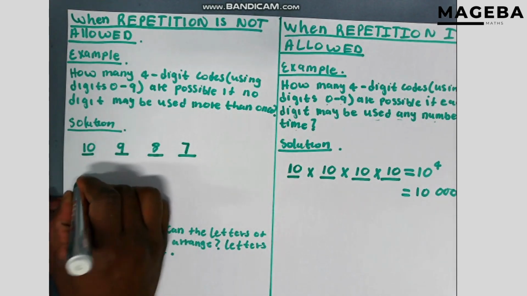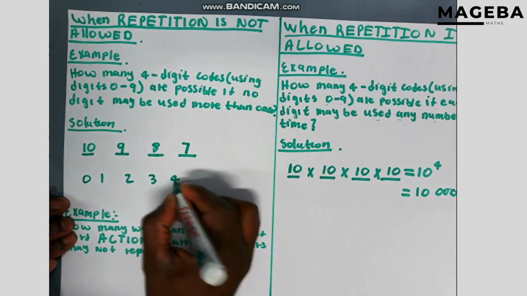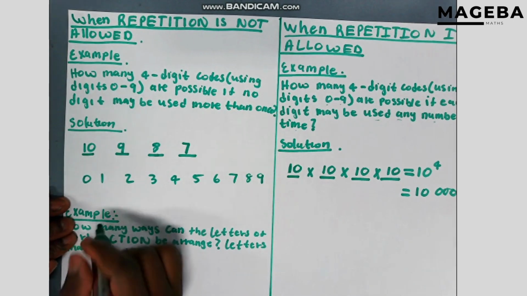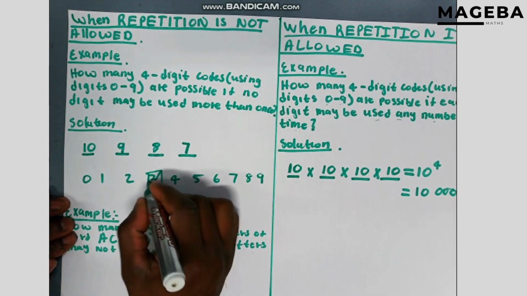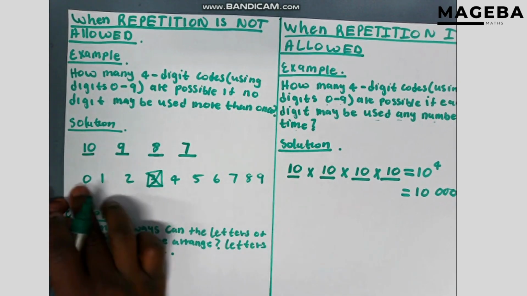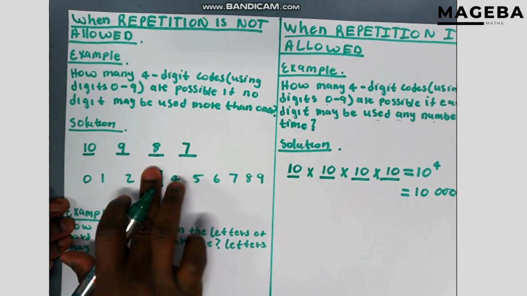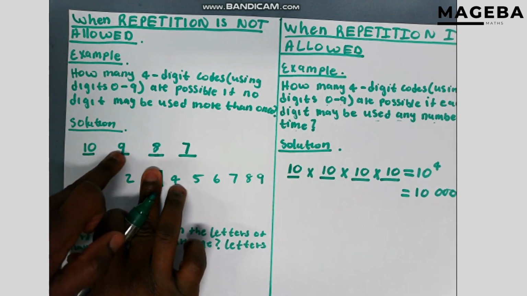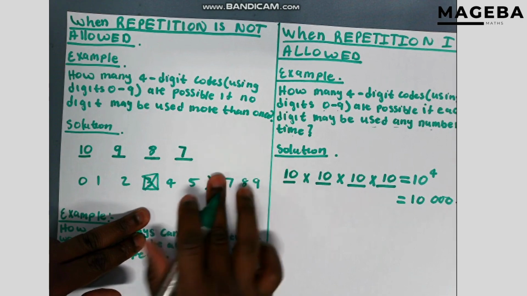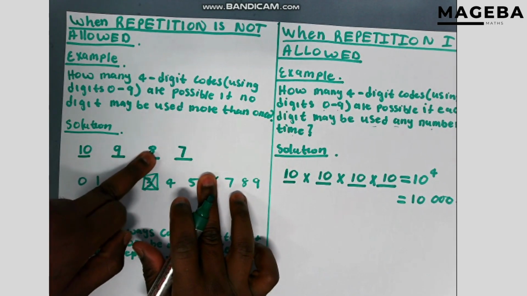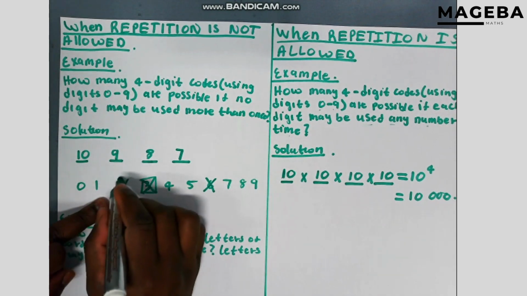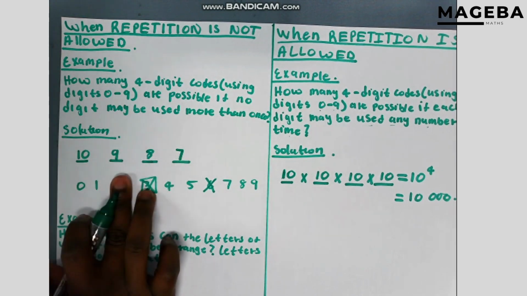Let's say 0, 1, 2, 3, 4, 5, 6, 7, 8, 9. If I use this one, 3, my first option here was 10, and then I used 3. Now I'm left with what? With 9 digits. Now if I use 6, 6 is no longer there, I'm left with 8 digits. And then I'm using 2, now it's no longer in my equation, I'm left with 7.